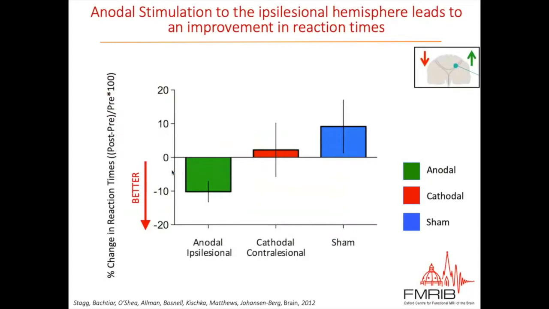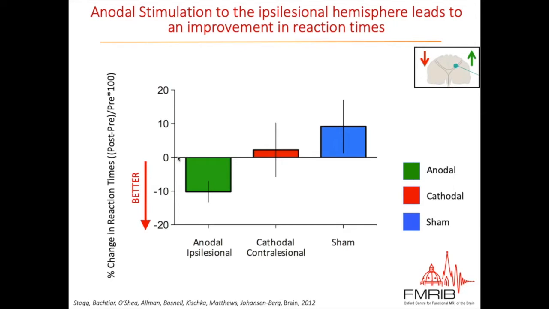So these are the behavioural results. This was follow-up work, and you can see we used, so this is reaction times. So improvement in function is shown as a decrease in reaction time, so downwards is better. And in green is anodal stimulation to the ipsilesional hemisphere, and you can see that they got significantly faster reaction times.